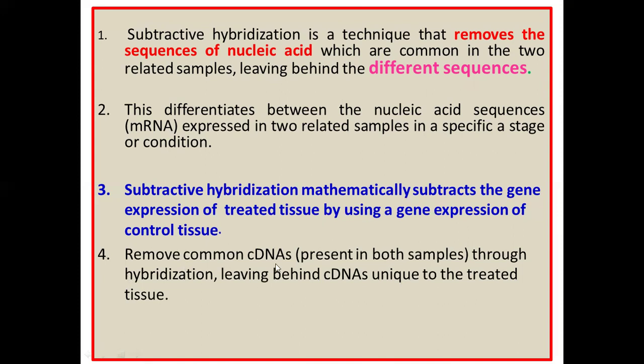Remove common cDNAs present in both samples through the hybridization, leaving behind cDNAs unique to the treated tissue. This is what I am saying. Isolate RNA or total RNA or mRNA and convert into cDNA from normal condition and abnormal condition.